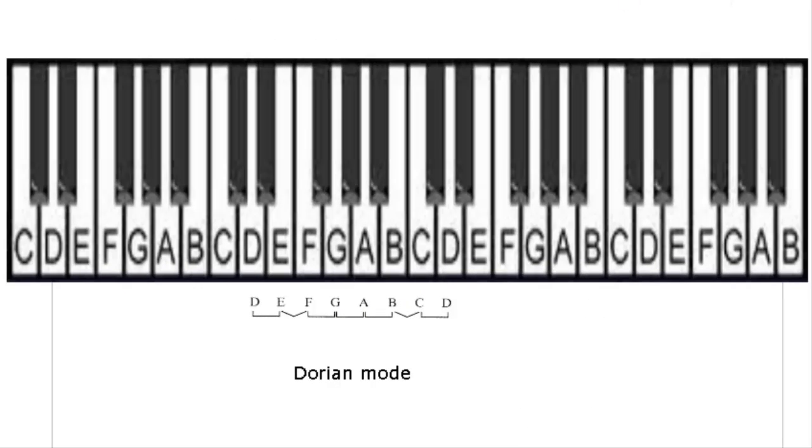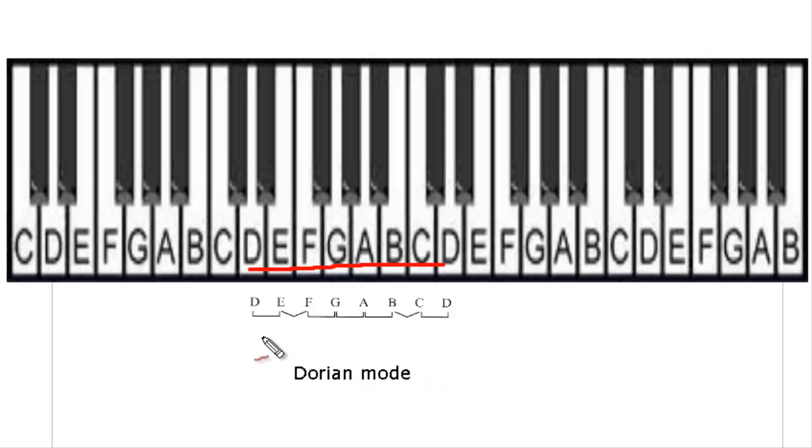Now if we compare the second mode of the C major scale, this is where we start at the D note and move along the white keys until we arrive at the next D. And this is called the Dorian mode. So if I played D, E, F, G, A, B, C, D, the mode I'm playing is D Dorian.